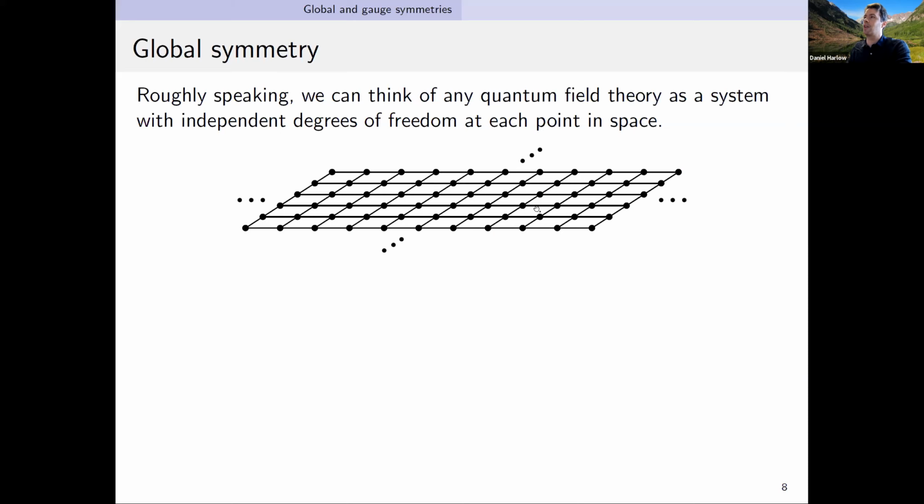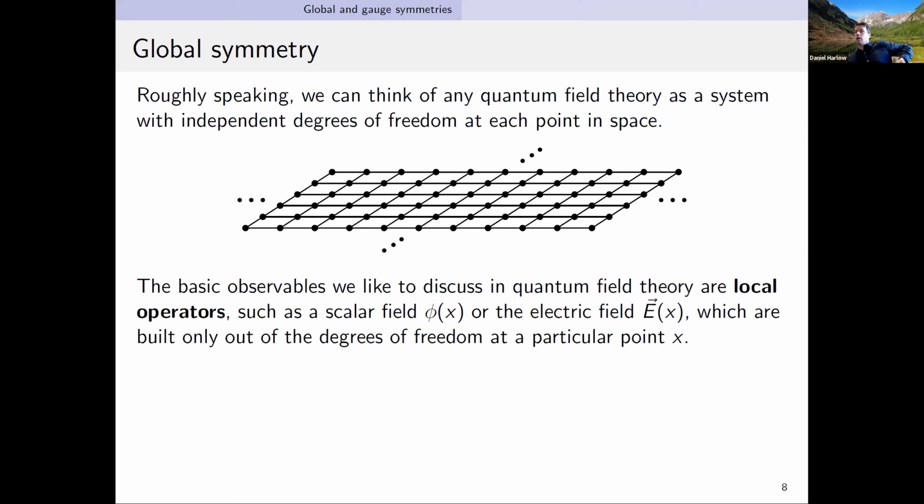So we have some kind of lattice like this one. At each site on the lattice, we have some degrees of freedom, maybe also on the links of the lattice if there are gauge fields, but local degrees of freedom on the sites, maybe the links, maybe the plaquettes, it depends exactly what's going on, but localized degrees of freedom that are independent at each point in space.